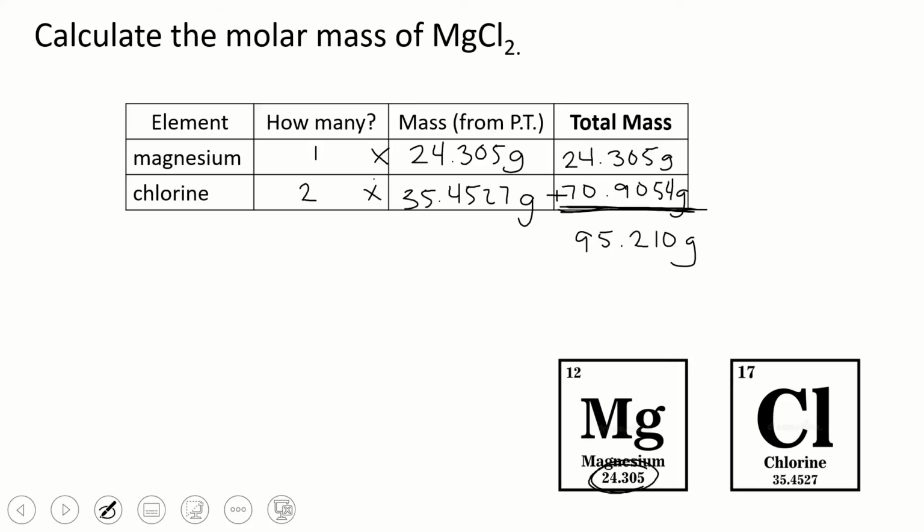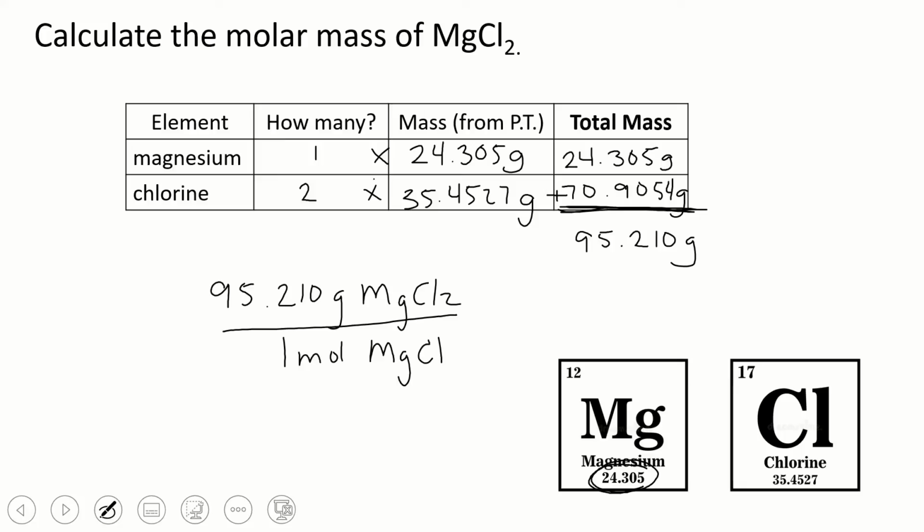What that means is that in 1 mole of magnesium chloride, there's 95.210 grams. In stoichiometry problems, a useful way to write this information would be there are 95.210 grams of magnesium chloride per every 1 mole of magnesium chloride. And there we have it. That's the molar mass of magnesium chloride.